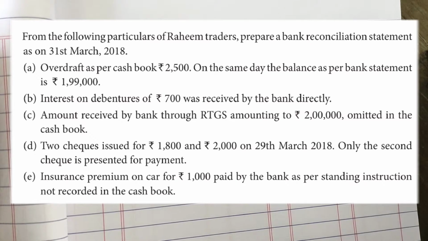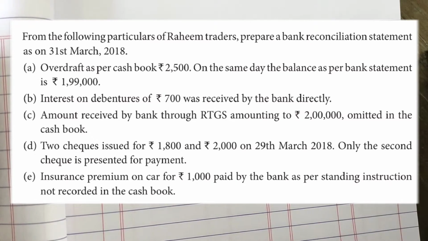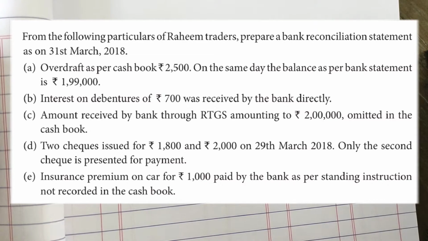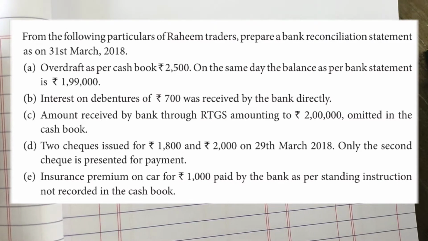March 2018. In the first point, they've given overdraft as per cash book 2500. On the same day, the balance as per bank statement is 1,99,000. So you can start the sum with 2500 and you can get 1,99,000, or when you start the sum with 1,99,000 you should get the answer as 2,500. So the answer is already given over there. We are going to start the sum with an overdraft balance as per cash book.